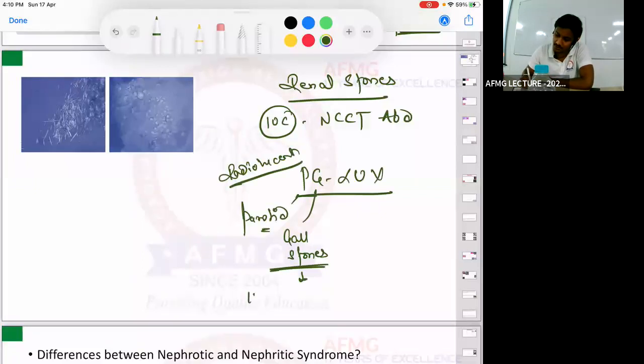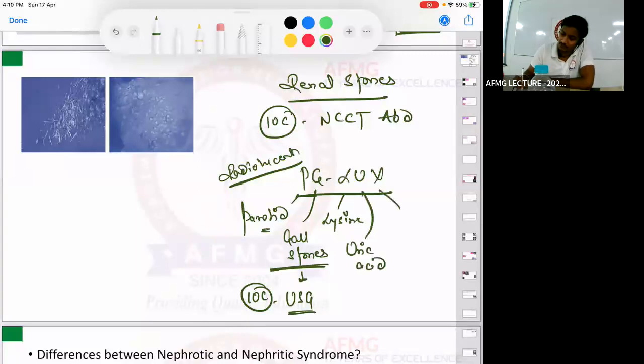The investigation of choice for gallstones is ultrasound. Remember this. L for lysine stones, U for uric acid stones, and X for xanthine stones. No issues with this.